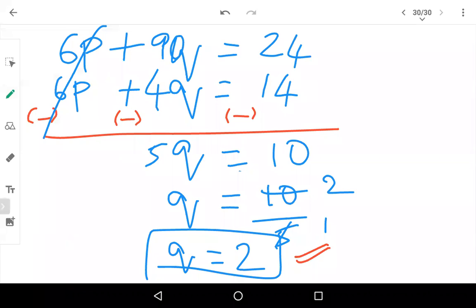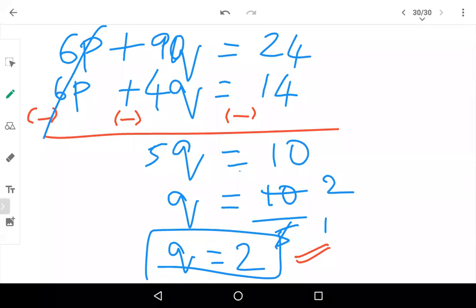Any doubts until here? Any doubts until here? Okay, good. Now, let us continue. Let us go to the next part. Once we found q, now what is the next step?